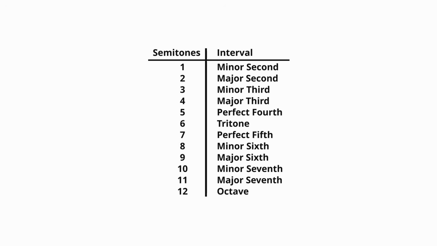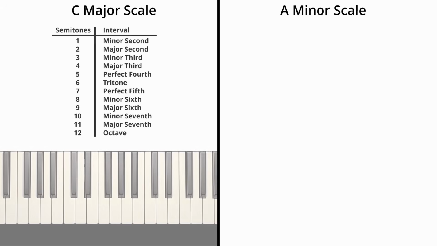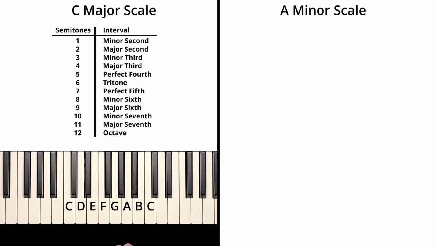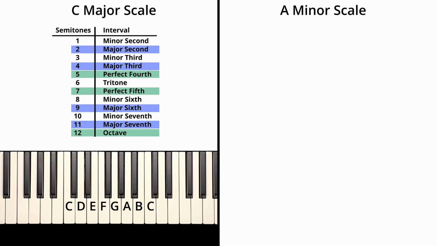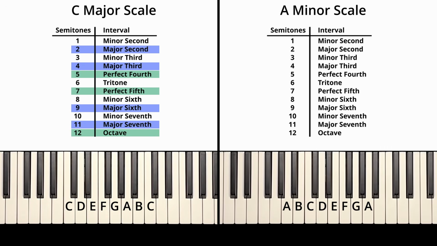Thanks to our new knowledge about intervals, we can take a look at the structure of major and minor scales. The major scale contains 3 perfect intervals, 4th, 5th, and the octave, as well as 4 major intervals, the 2nd, 3rd, 6th, and 7th. Now let's compare that to our minor scale.